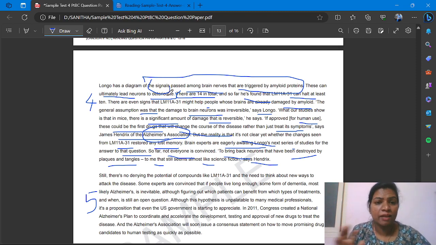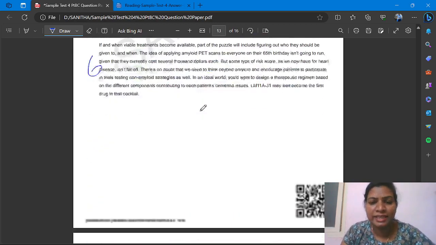Longo has a diagram of the signals passed among brain cells that are triggered by amyloid protein. These signals can ultimately lead to neurons deteriorating. There are 14 in total, and so far they found that LM11A-31 can block at least 10.